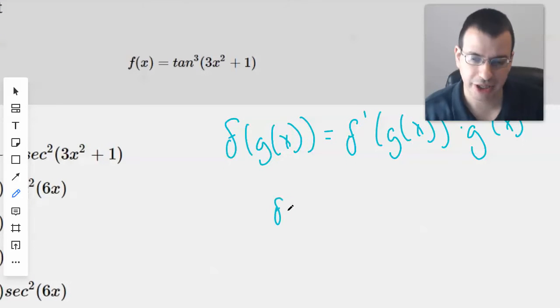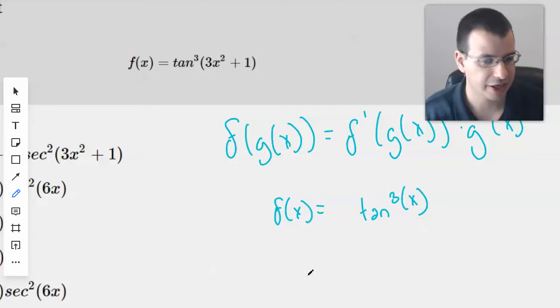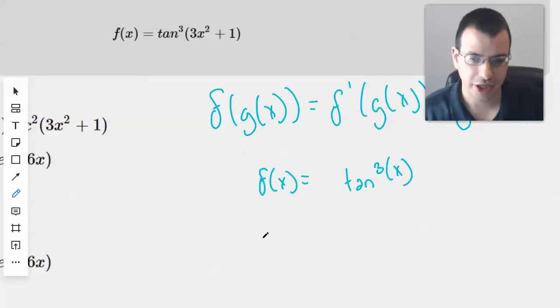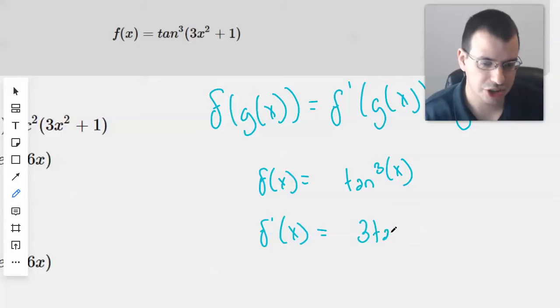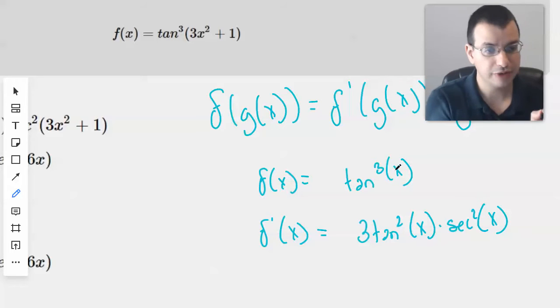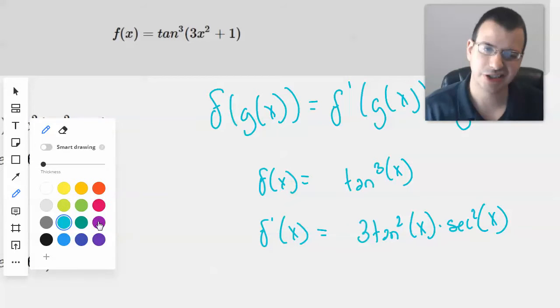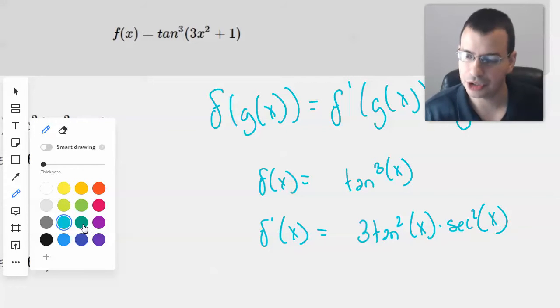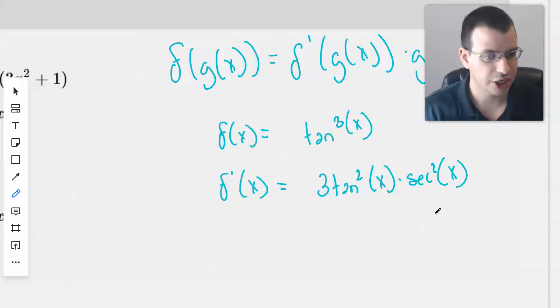So for us, we'll say that f of x equals tangent cubed of x. So then f prime of x will again be another chain rule. So we'll do 3 tangent squared of x times secant squared of x. So the derivative of tangent of x is secant squared of x. That's something you pretty much just have to memorize. You should know sine of x, cosine of x, and tangent of x. And then this is using the chain rule.